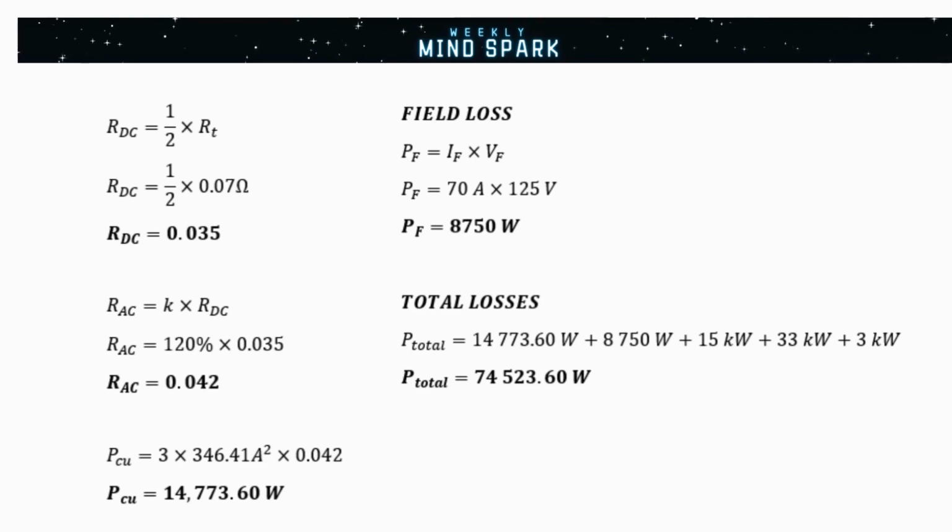And also, we can solve the field loss by using the power formula, which is P is equal to IV. The given values are 70 amperes times 125 volts. So we get the field loss of 8750 watts. Now, summing up the individual power losses, this is the sum of all losses in the system, including the copper, the field loss, and other losses. So we get the total losses of 74,523.60 watts.